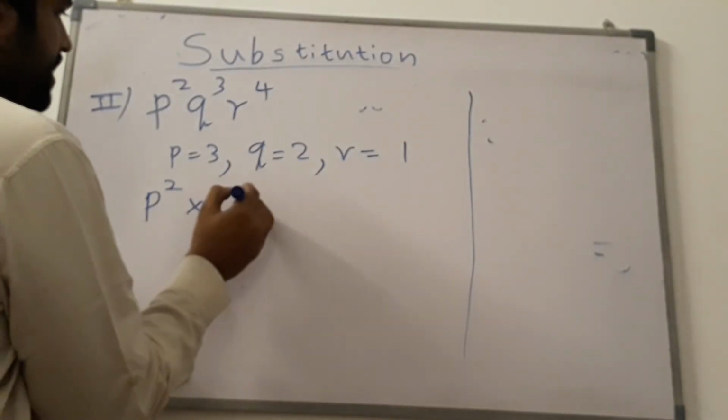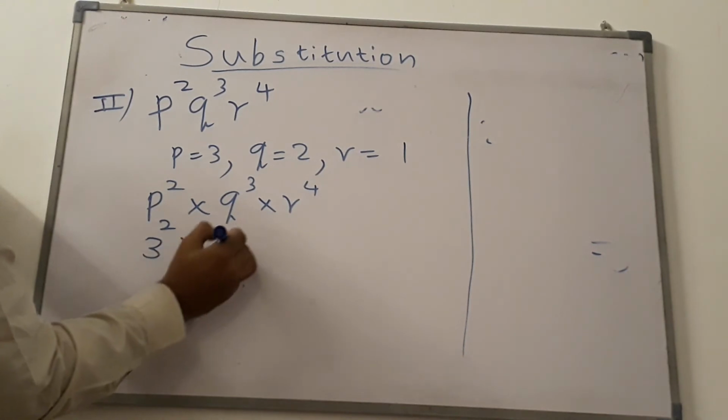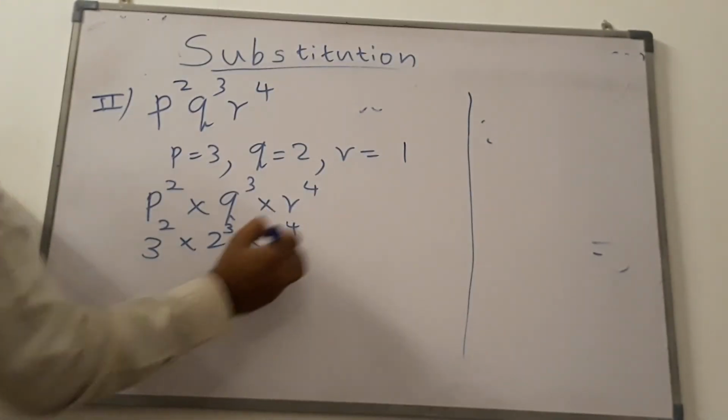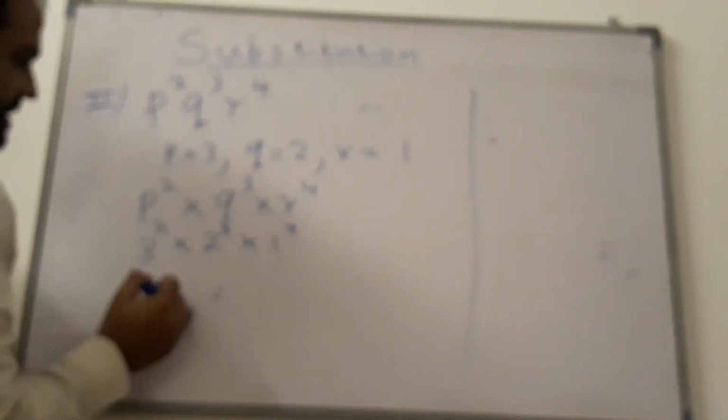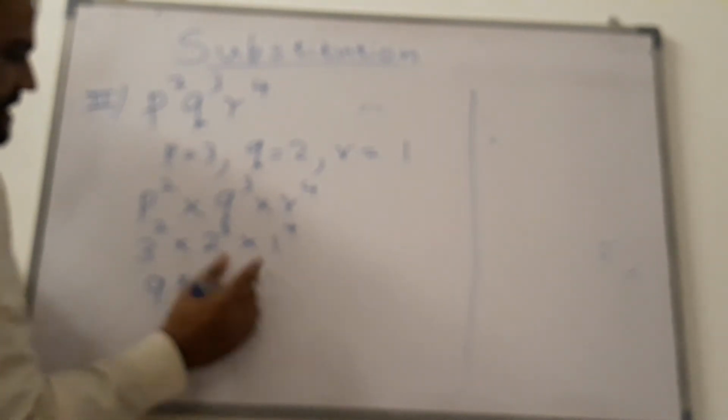Now I am going to expand this. p to the power 2 times q to the power 3 times r to the power 4. We can write this like this. p means 3. 3 to the power 2 times 2 to the power 3 times 1 to the power 4. 3 to the power 2 means 9. 2 to the power 3 means 8. 1 to the power anything means 1. So it will be 72.